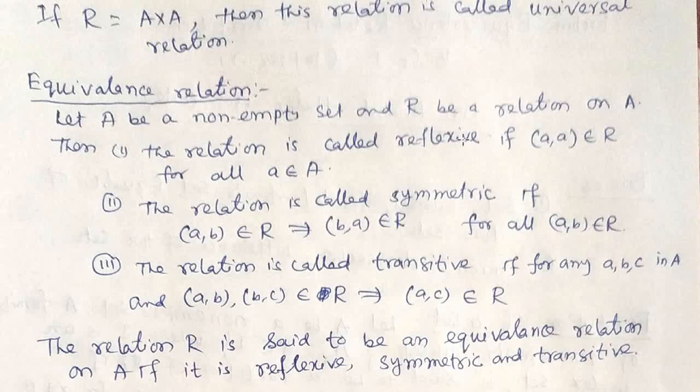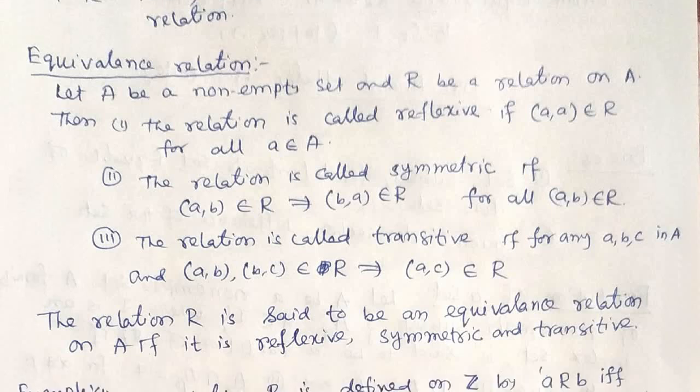And the relation is called symmetric. If a, b are elements of A and (a, b) belongs to R implies their opposite, that is (b, a) belongs to R for all a, b, then that relation R is called symmetric. And the relation R is called transitive if (a, b) and (b, c) belong to R implies (a, c) belongs to R. If the relation satisfies all these three conditions, that is reflexive, symmetric and transitive, then that relation is called an equivalence relation.